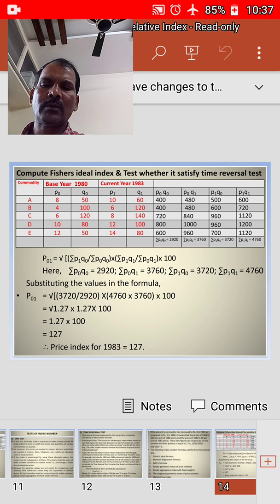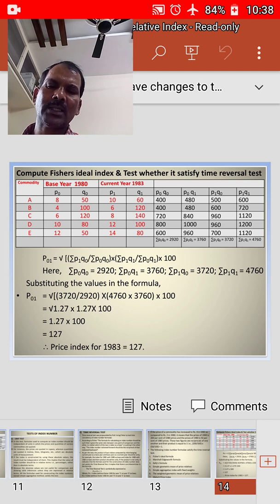If you compute 3720 by 2920, you will get 1.27, and 4760 by 3760 is also, you will get the same 1.27. Under root 1.27 into 1.27, that is under root 1.27 square. Root and the square gets cancelled. You will get 1.27 into 100, which is equal to 127. Therefore, price index for 1983 is equal to 127.